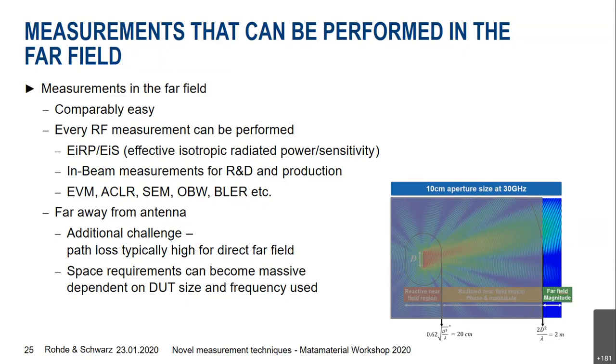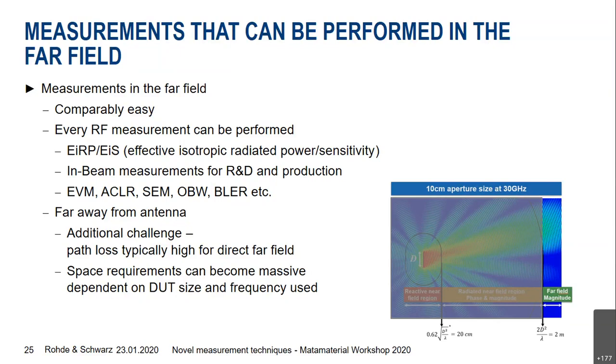But the issue then starts here: one, we have a much higher path loss if we are going in for a direct near field. And the second thing is the space requirement. It becomes a lot larger, and it depends upon the size of the antenna under test.